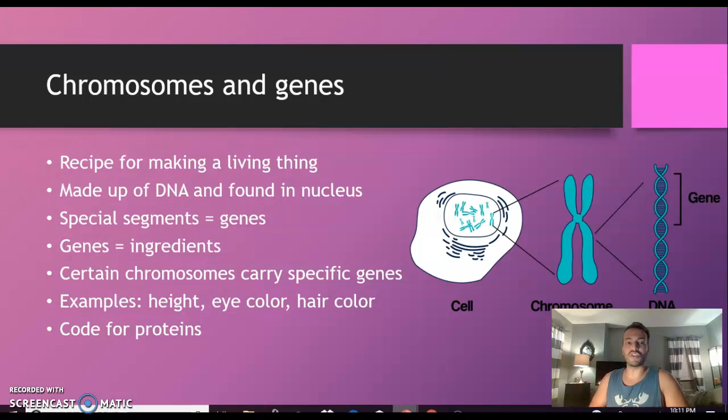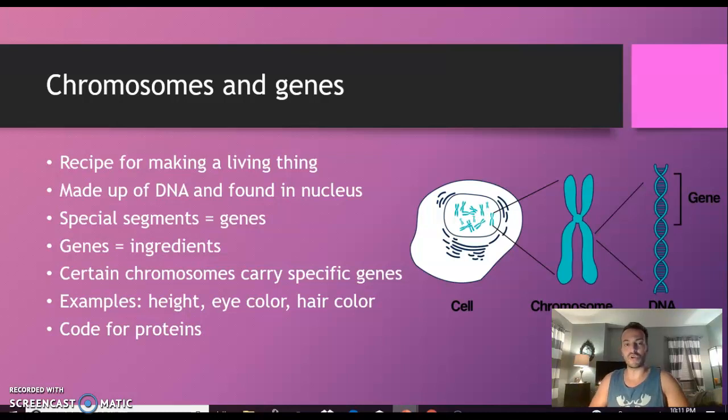So, chromosomes and genes are the recipe for making a living thing. Chromosomes are made up of DNA that's very, very tightly packed. Chromosomes are found in the nucleus of a cell. As you can see in the diagram to the right, there is a cell with a nucleus where chromosomes are stored. And if we go deeper, we can see that these specific chromosomes are made up of genes.